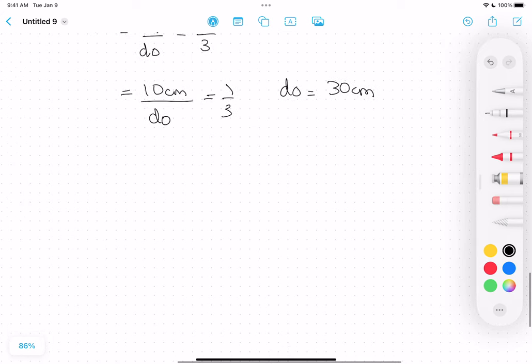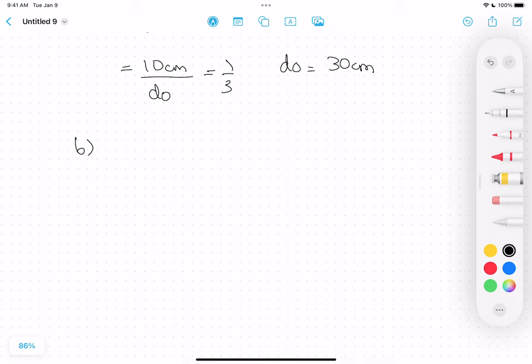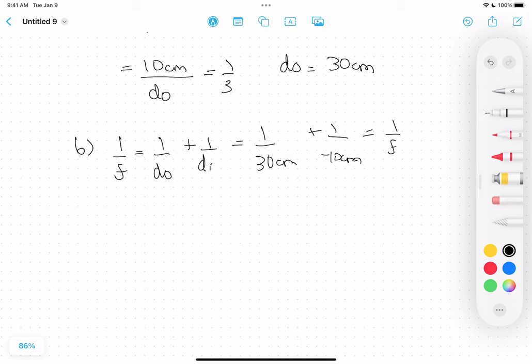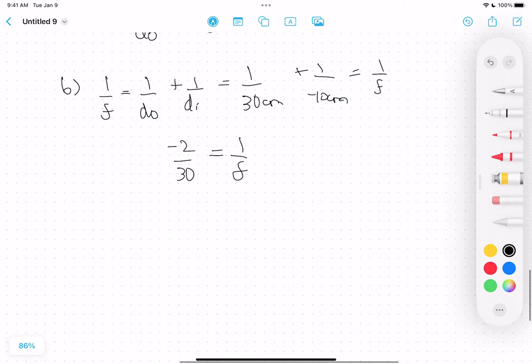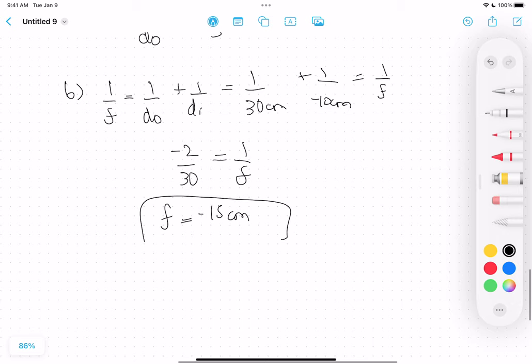So our object distance is 30 centimeters, and then we have the focal length. This is a lot of repetitive stuff at this point, the same equations and same concepts. We're going to use the lens maker equation again, which is 1/f equals 1/the object distance plus 1/the image distance. We know the object distance is 30 centimeters and the image distance is negative 10 centimeters. So this is negative 2/30 for our 1/f, which means our focal length is negative 15 centimeters. And what would that indicate about the type of lens here? Is this a converging or a diverging lens, if they were to ask you?